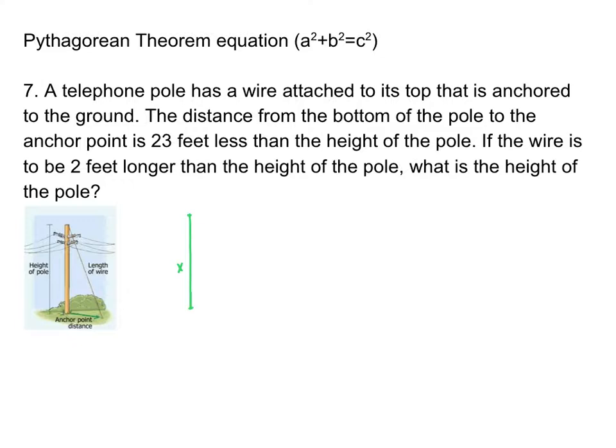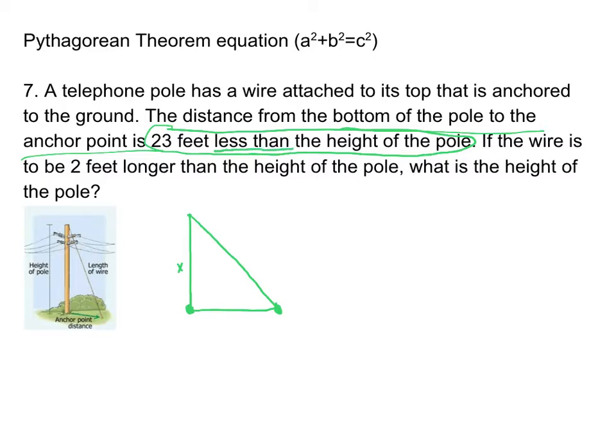The distance from the bottom of the pole to the anchor point. So we've got some kind of wire going down to some anchor point down here at the bottom. But from the bottom of the pole to the anchor point is 23 feet less than the height of the pole. So from the bottom to the anchor point, 23 feet less than the height of the pole. Less than, obviously going to be subtraction. Hopefully you guys are good enough with that.